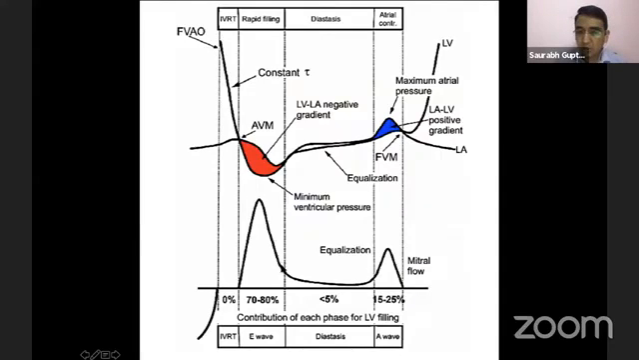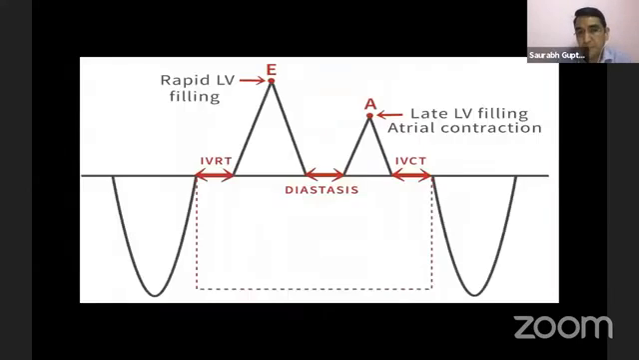Now, the lower line diagram shows how the mitral flow occurs in a normal person. And as you can see, this phase contributes 0% of mitral inflow. Rapid filling contributes almost 3/4 of the mitral inflow, the rest happens during atrial contraction, and diastasis contributes less than 5%. And this is important because this is what determines what will happen in restrictive physiology.